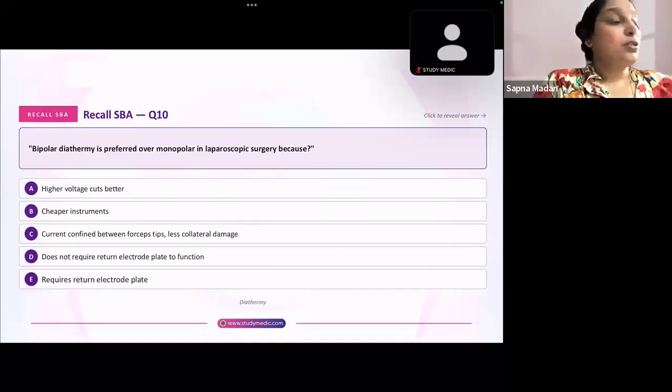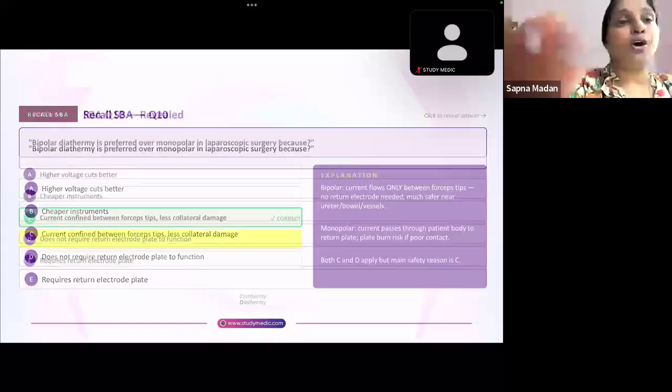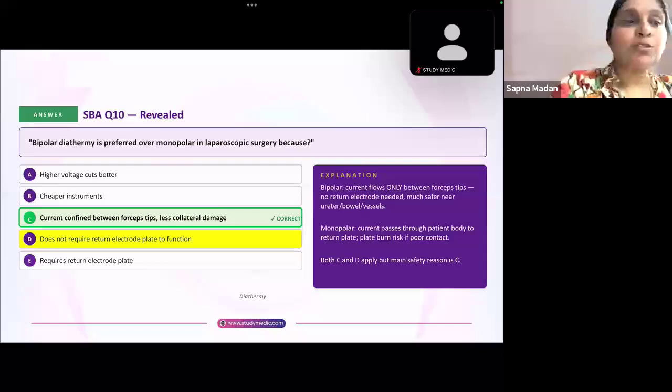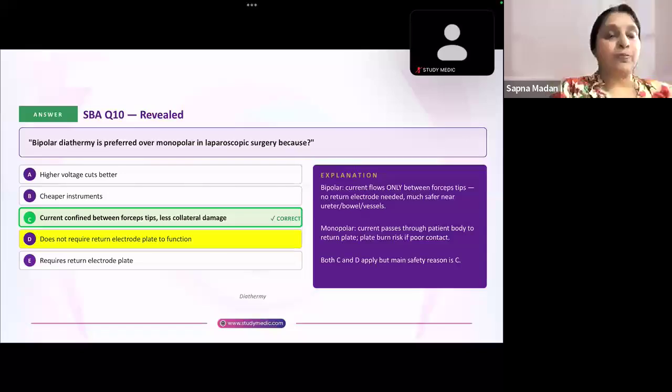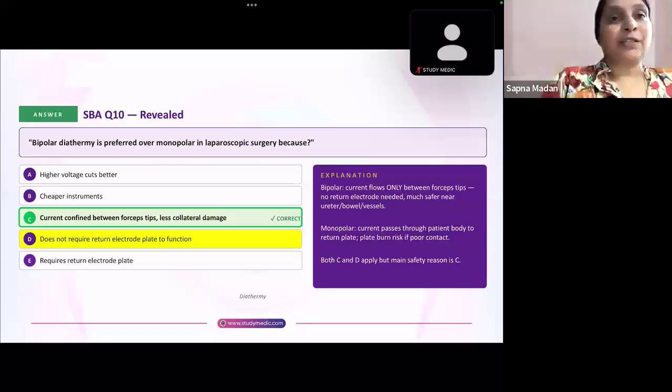So in this, the bipolar diathermy is preferred over monopolar. So what could be your possible answers? Okay. There are two possible answers here. Option C is also correct. Option D is also correct. But why will we go for C? Because that is the main safety reason for using a bipolar diathermy. So bipolar diathermy does not require a return electrode plate to function. So that is why you have to choose a single best answer.